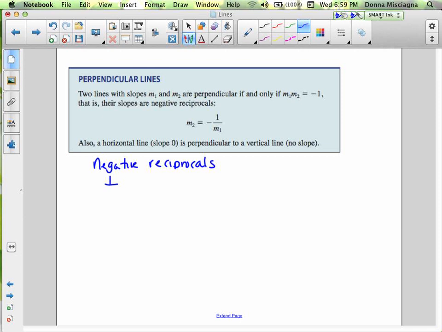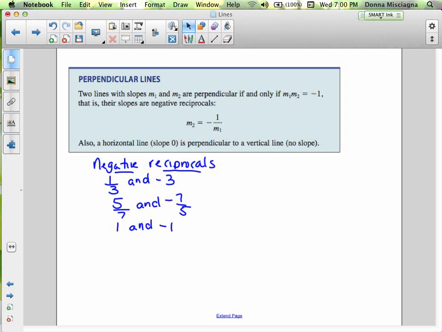So 1/3 and -3. 5/7 and -7/5. And so are 1 and -1. Those are all negative reciprocals of one another.